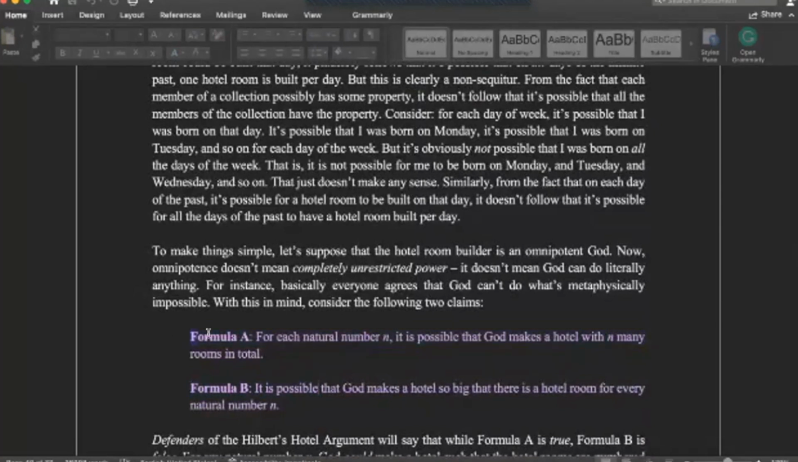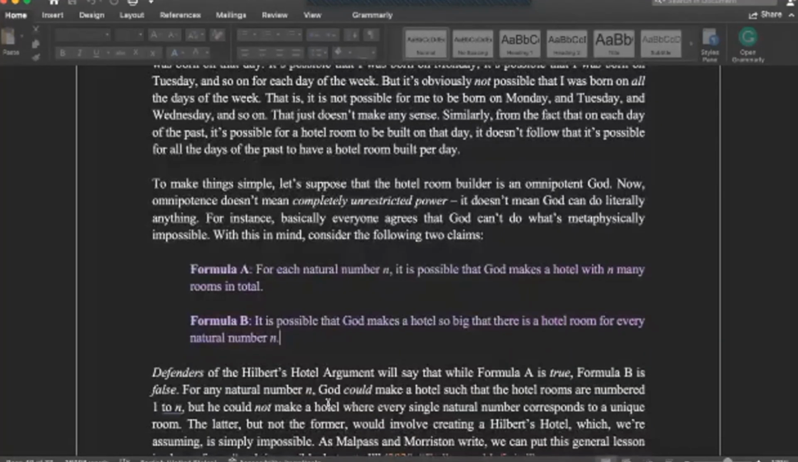The first claim we're going to call Formula A. For each natural number n, it is possible that God makes a hotel with n many rooms in total. And then Formula B. It is possible that God makes a hotel so big that there is a hotel room for every natural number n.